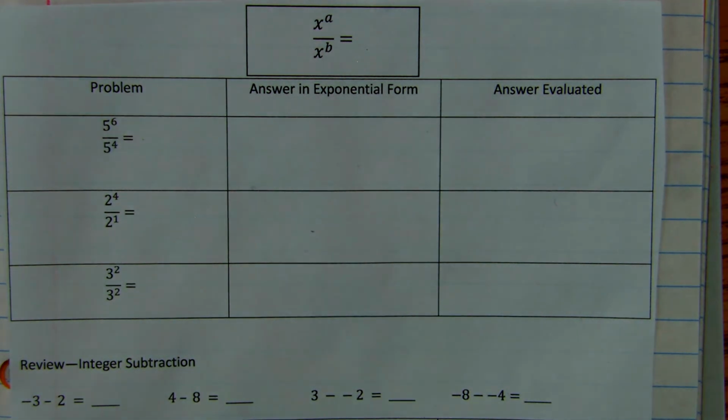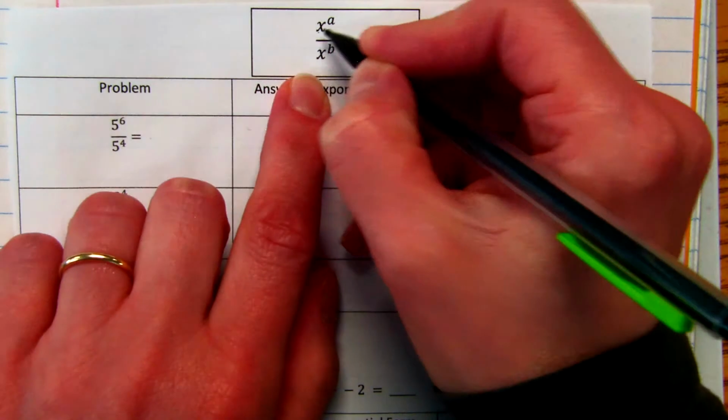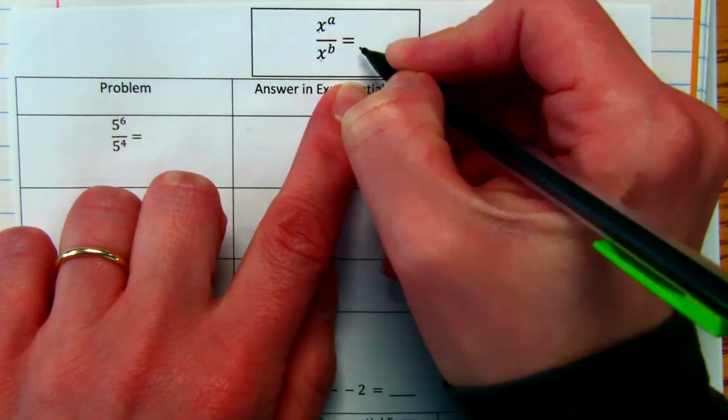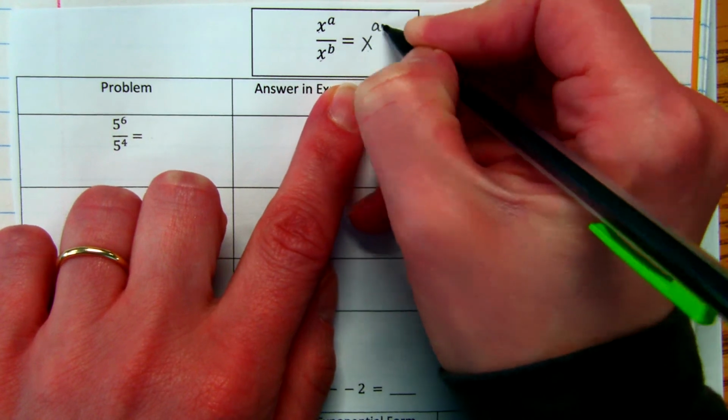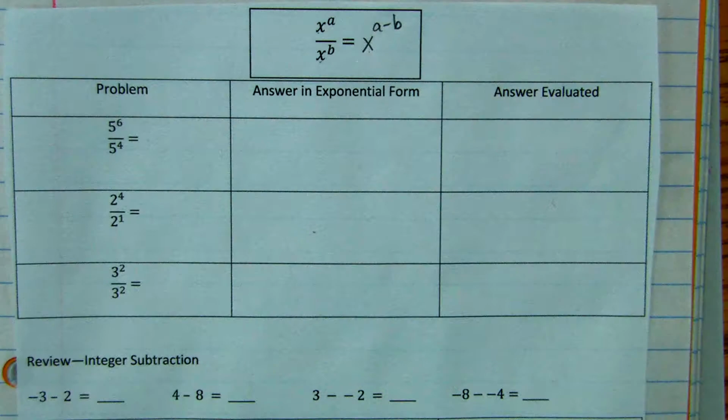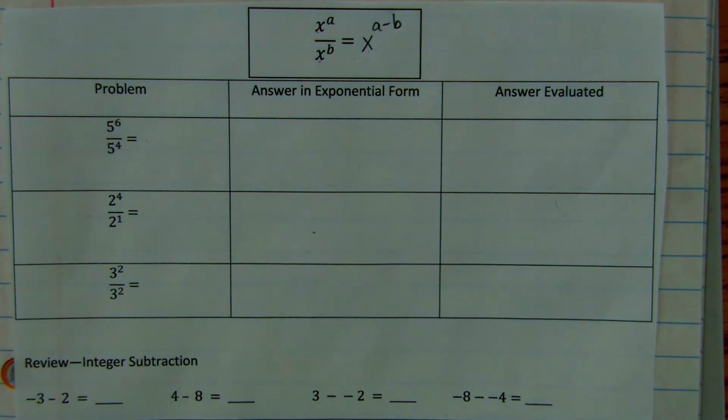With multiplying, we added the exponents. Dividing is the opposite of multiplying, so we're going to use the opposite of adding, which is subtracting. So if I have x to the a power over x to the b power, I get x to the a minus b. So that's what we're going to do.